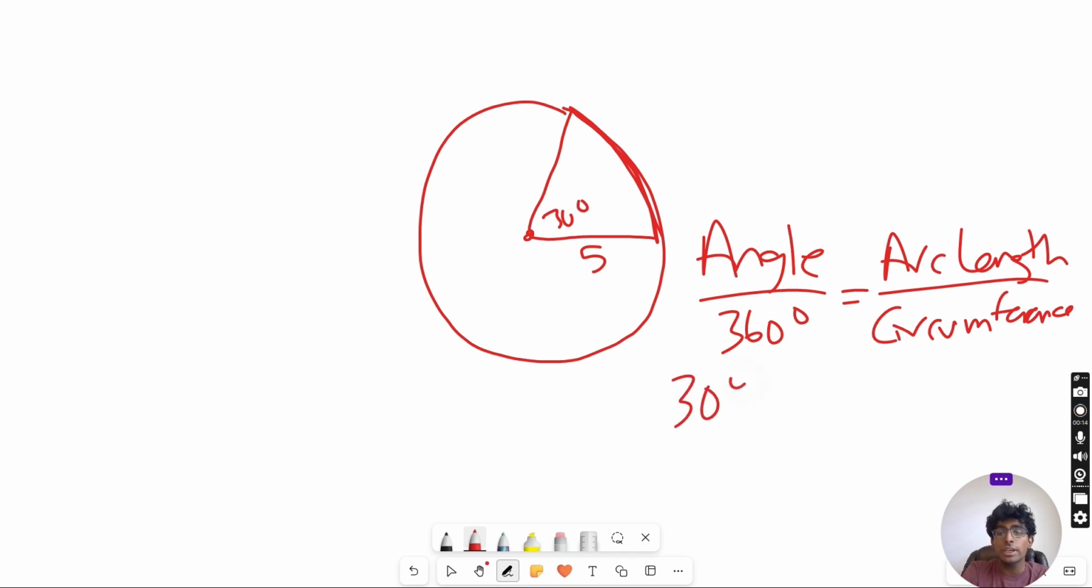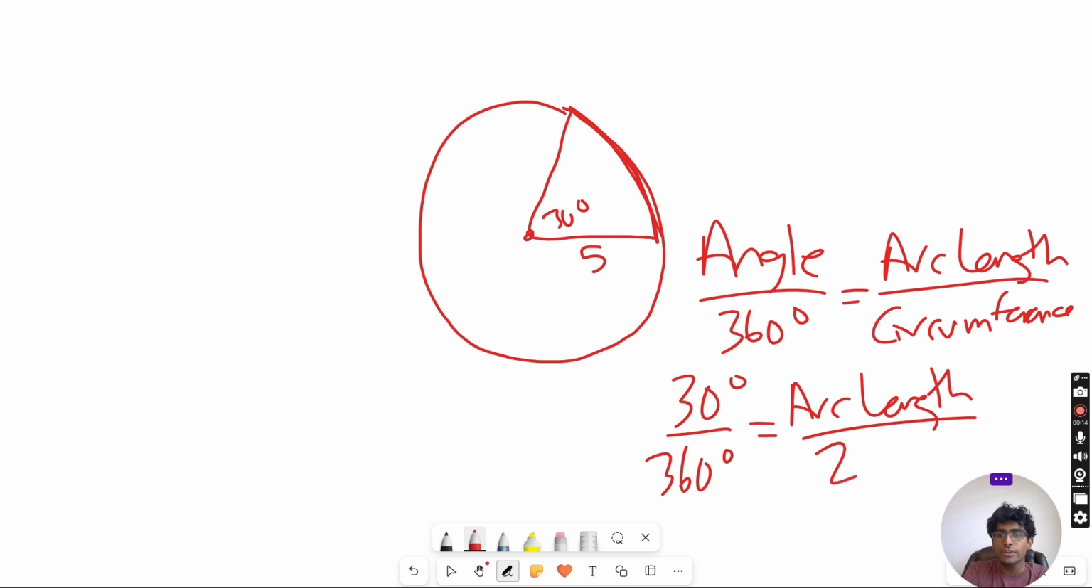Well, we do 30 degrees, right? We plug that in for the angle over 360 degrees. We're using 360 degrees because that's a full revolution around the circle. It's 360 degrees equals your arc length over circumference, which is 2 pi r. So 2 pi times 5 in this case.